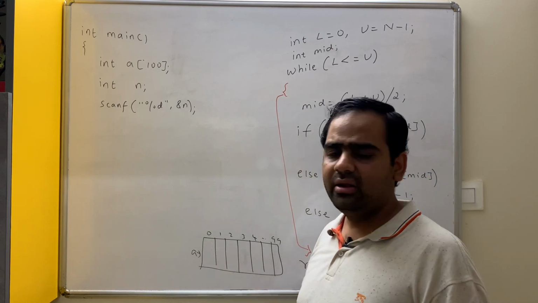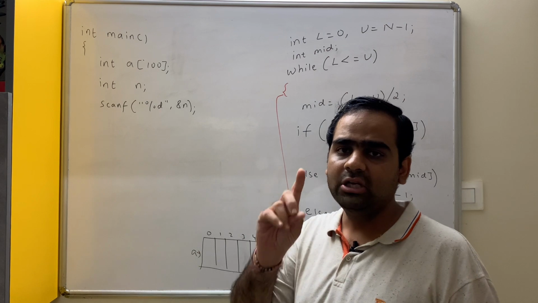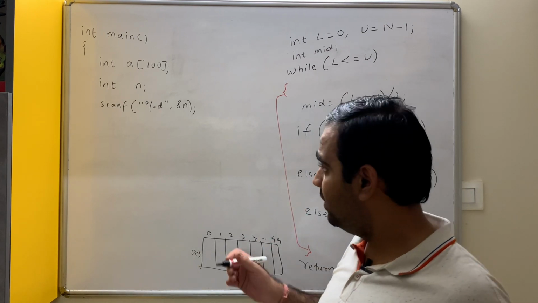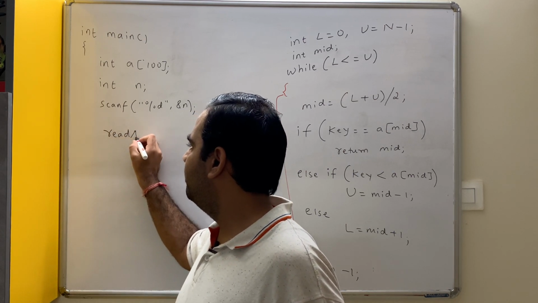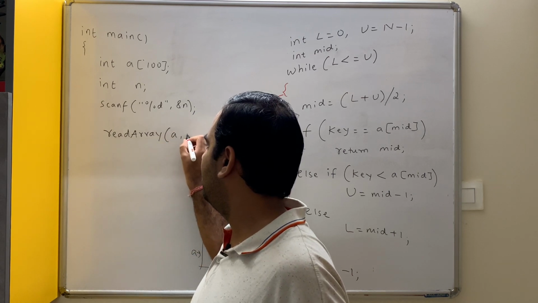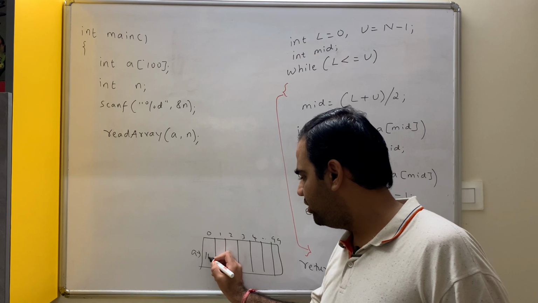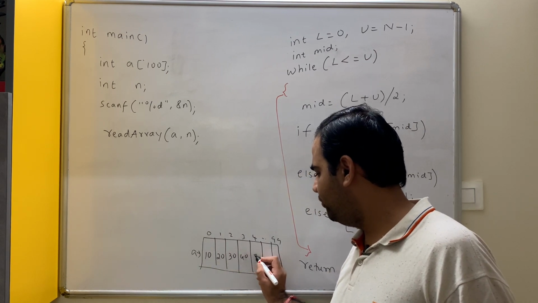And how do we read the array? Please remember that in order to apply binary search, the array has to be sorted, else binary search cannot be applied. Therefore, whenever you enter the array elements, be sure that the array elements are entered in the ascending order or the sorted order. Now let us assume that the array is 10, 20, 30, 40, 50.